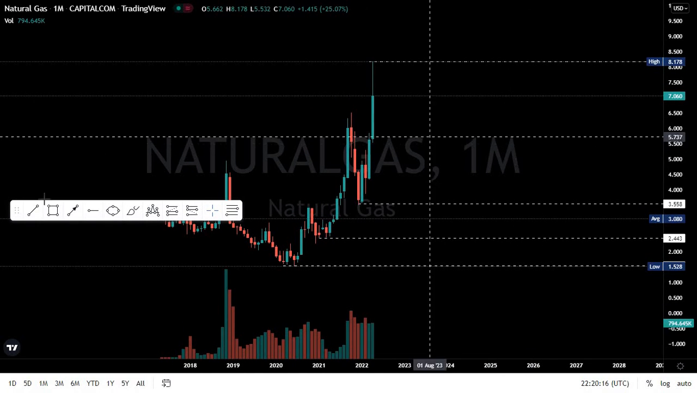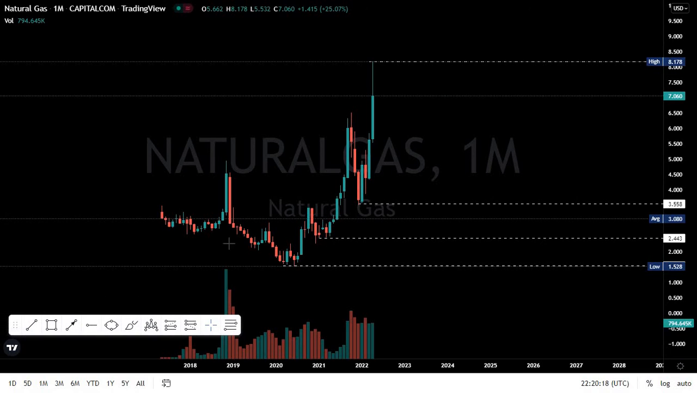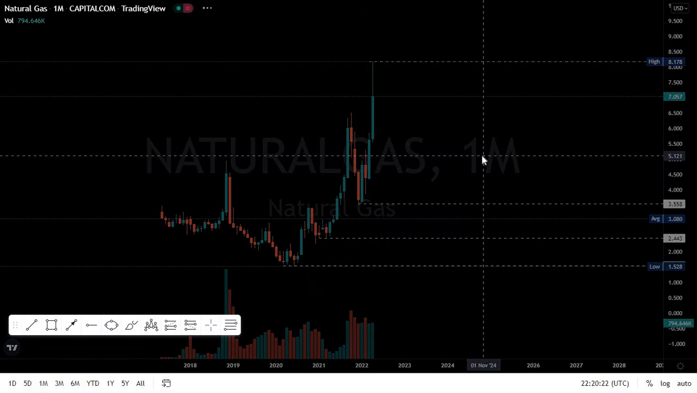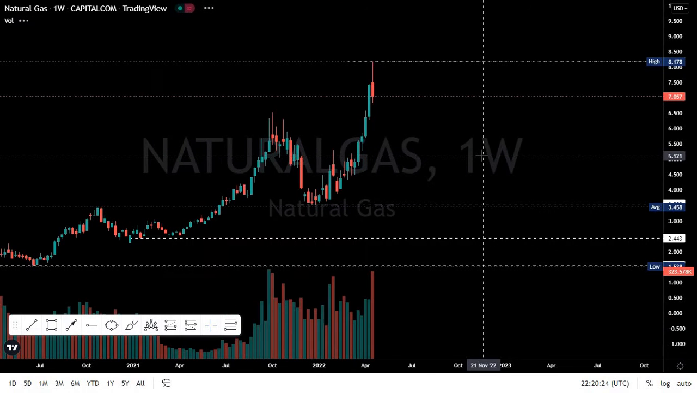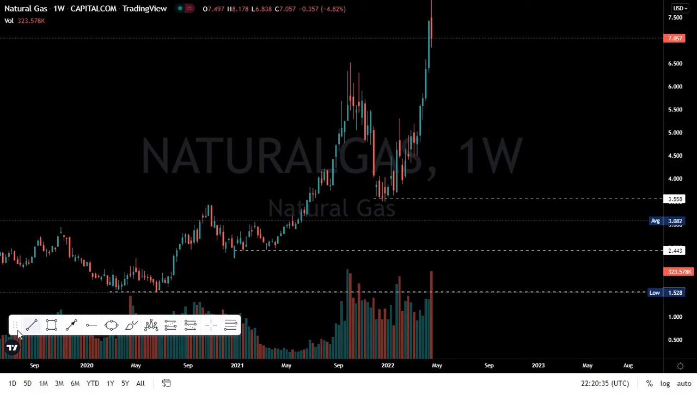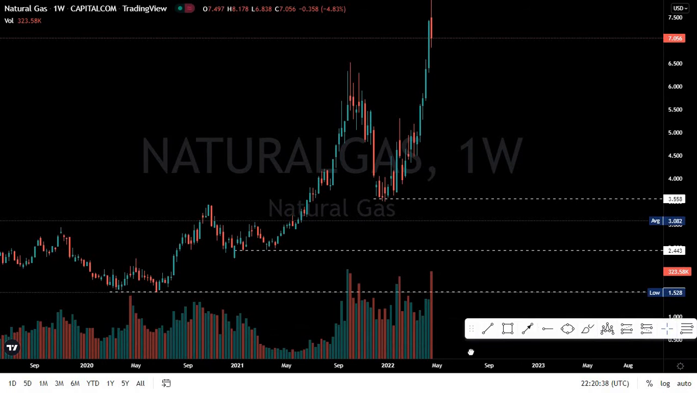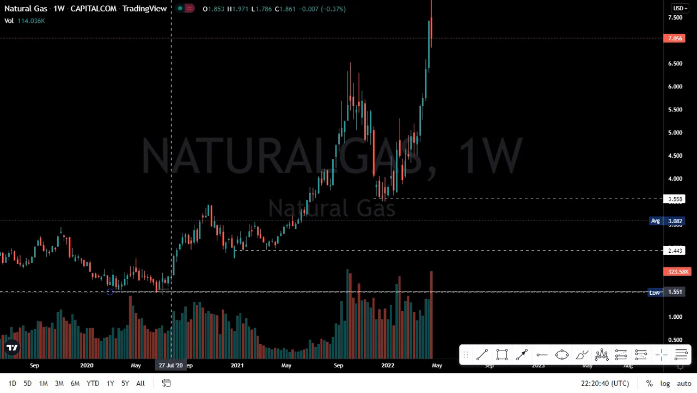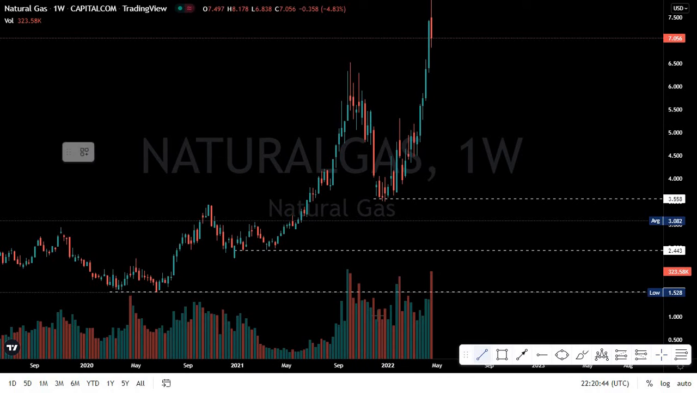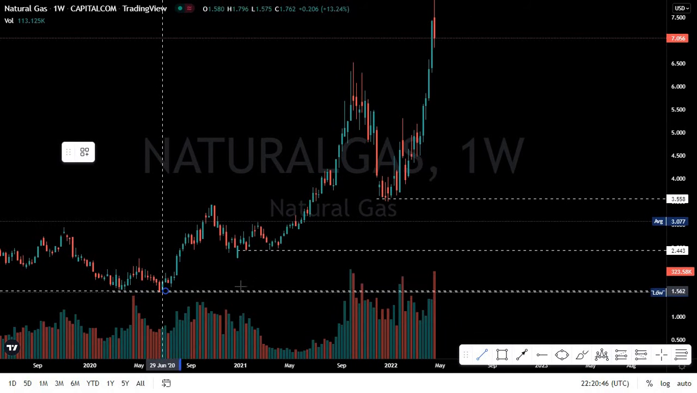I don't really need much. So now I'll move to my weekly time frame. Let's see what we have. So this is our weekly time frame. If you take a close look at it, you see we have a trend line. 1, 2, 3. See, we have a trend line.